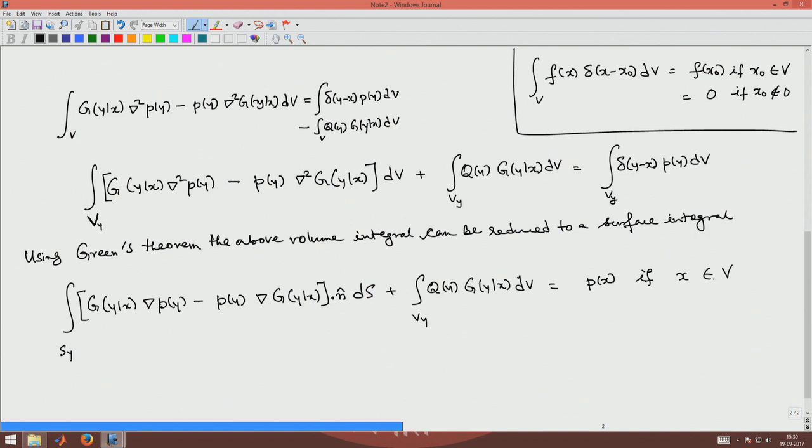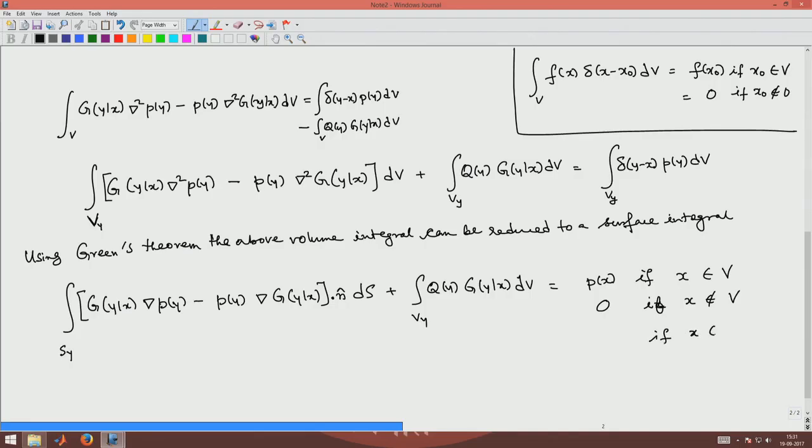So, if x is chosen to be within the volume, interior to the volume, then this should read as p x, that is no big deal, and it should read as 0 if it is true that x does not belong to the volume, but there is a crucial transition between these two cases. What if x belongs to the boundary? So, you can have x within the volume. So, let us say this is the volume. So, x can be within the volume, x can be outside the volume, or x can be on the boundary. So, it is neither within the volume nor outside the volume.